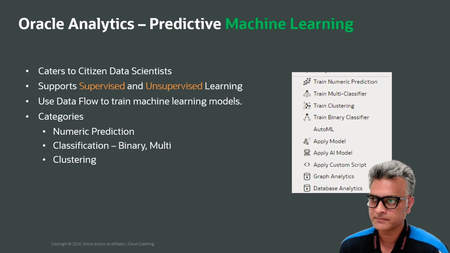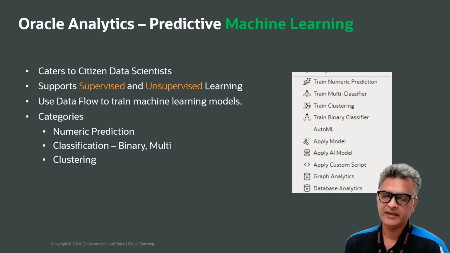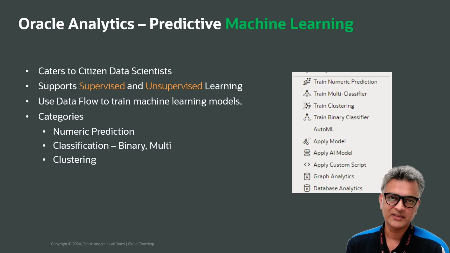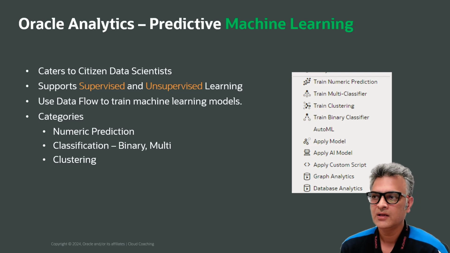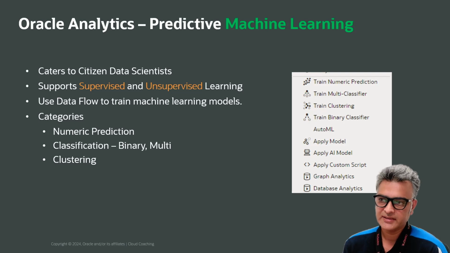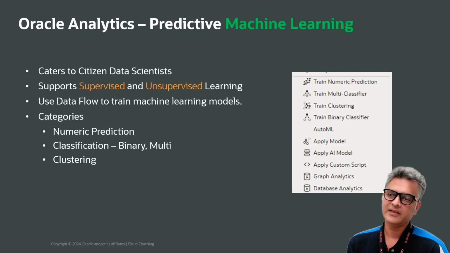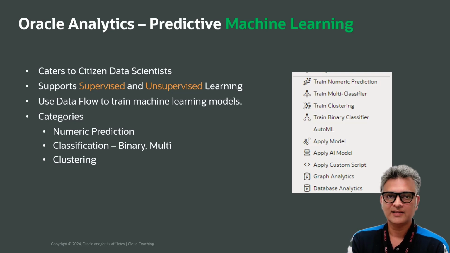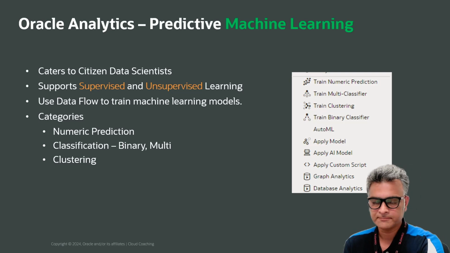Now, Oracle Analytics predictive machine learning supports both supervised and unsupervised learning. We use the data flow feature within Oracle Analytics Cloud to train the machine learning models, and we can also apply the machine learning models using data flow. Machine learning is supported for the following categories: numeric prediction, classification, which can be either binary or multi-classification, and clustering. So now let's look a little into what supervised learning and unsupervised learning are.